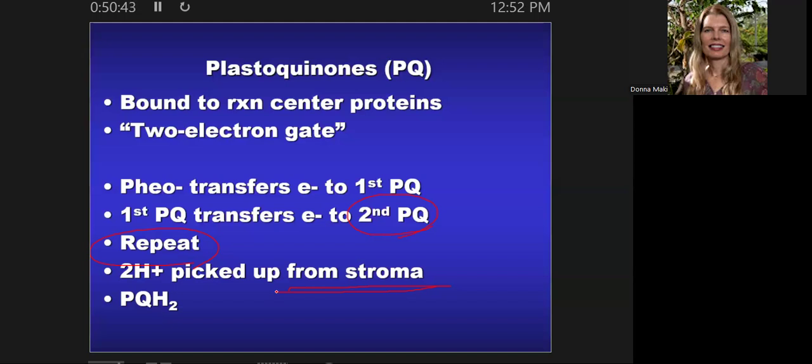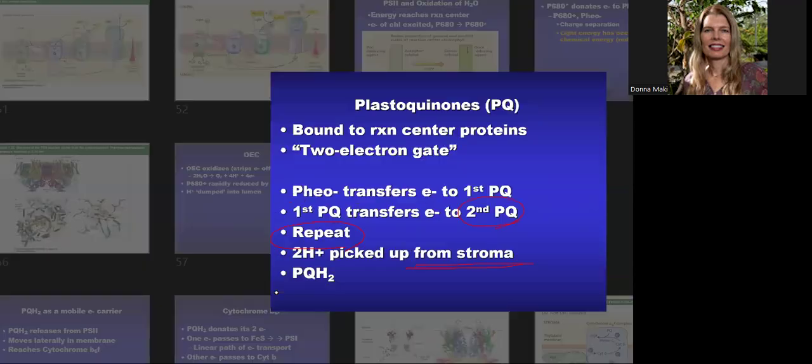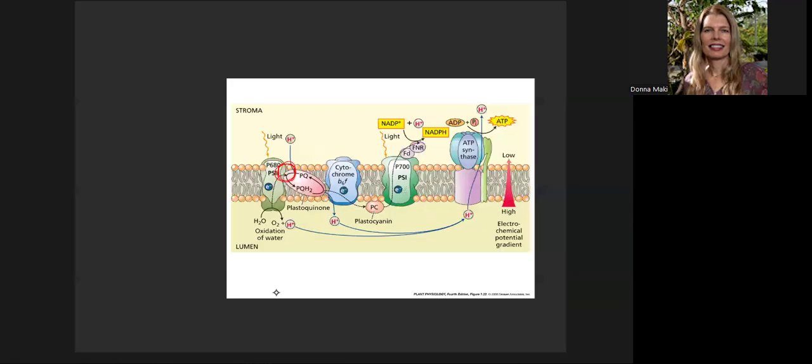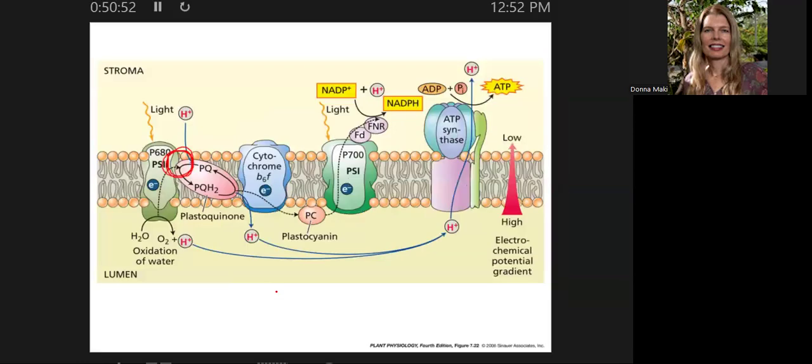So now it's got these electrons. We're going to see, they're trying to show in this diagram that it moves between these two complexes. So that's its job. It has to go and deliver electrons to cytochrome b6f.